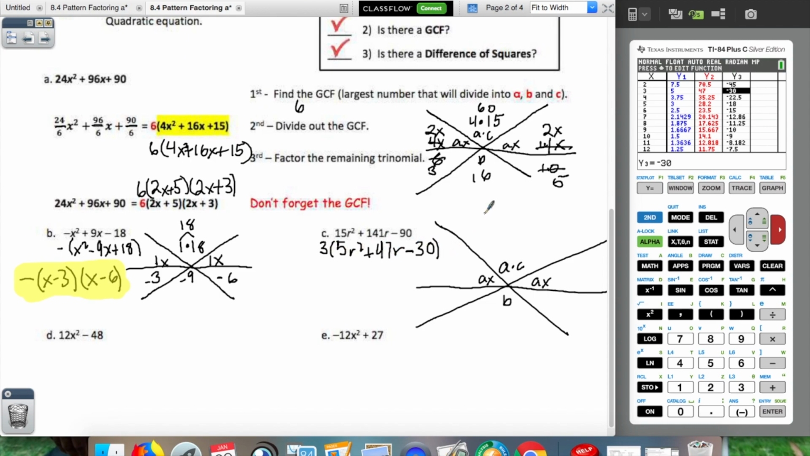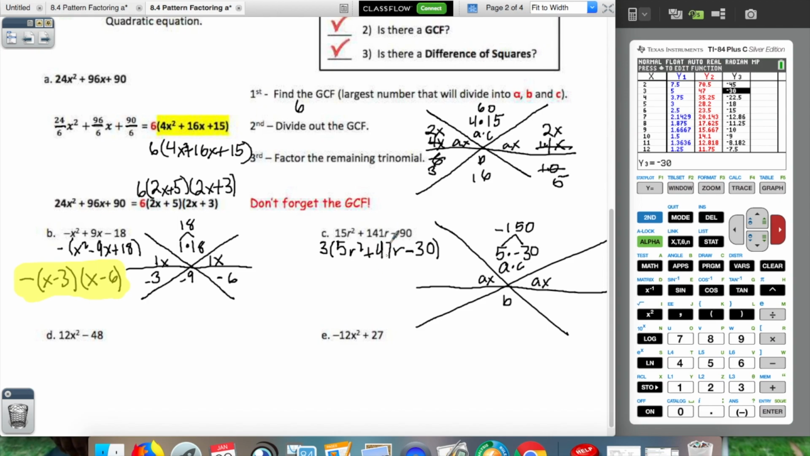So that means anything with the squared variable is our A. So what's our A? 5. So we have 5 times, what's C, the constant? Negative 30. Let's go ahead and multiply those. What's 5 times negative 30? You got it. That's negative 150.